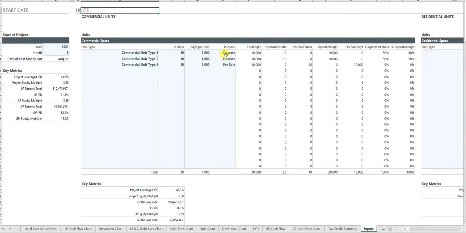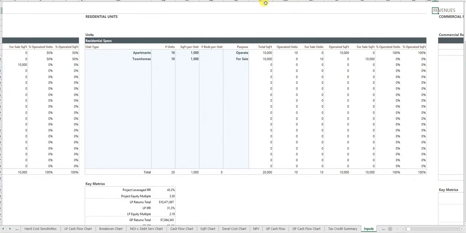And here's an important functionality. You can tell the model, okay, we're going to operate these units, commercial types 1 and 2, but commercial type 3 is going to be for sale. That is, we do not operate it, we develop and then we sell. So on the residential side, for example, you have the same functionality, and you might hold apartments for operating, but you might build townhomes for sale.